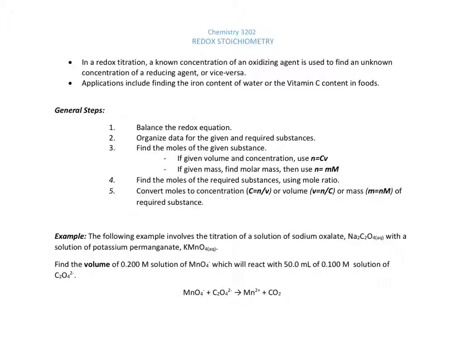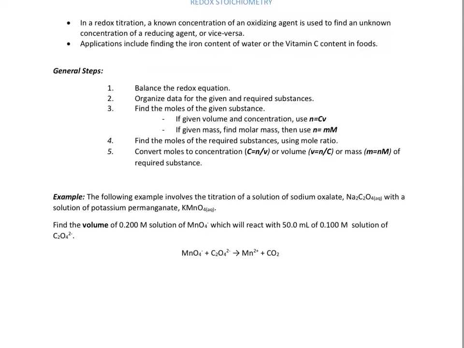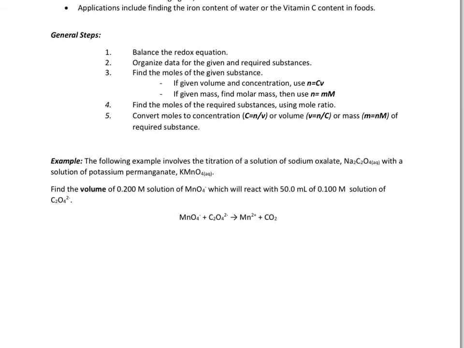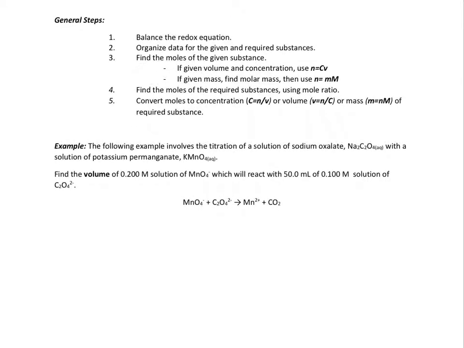In this lesson of redox stoichiometry, there's actually no new material. We are going to take balancing from the last lesson and mix it up with stoichiometry from Chemistry 2202. As such, if you're still having difficulty with balancing acidic or basic solutions, you should go back and review that lesson before you proceed with this one.